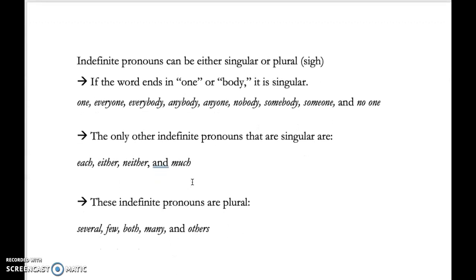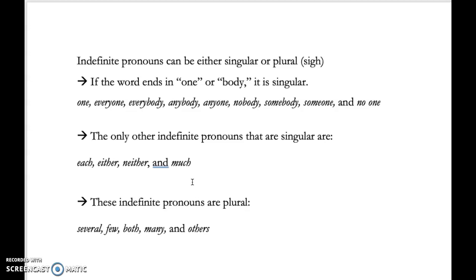Finally, and this is where you're going to have to memorize a few things, indefinite pronouns can be singular or plural. What a pain. Remember that indefinite pronouns refer to someone or some group of people or something or some group of things, but it's not clear who we mean. There are a couple of strategies you can use to remember which ones are singular and which ones are plural. If the indefinite pronoun ends in one or body, it is singular.